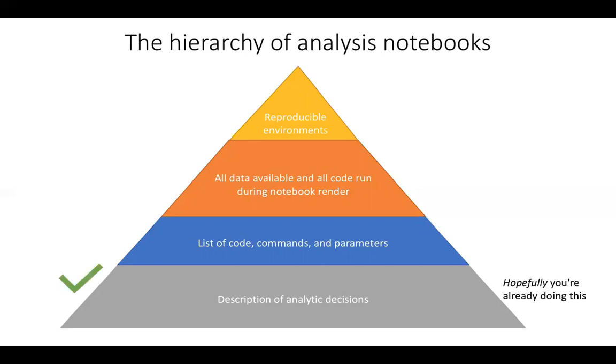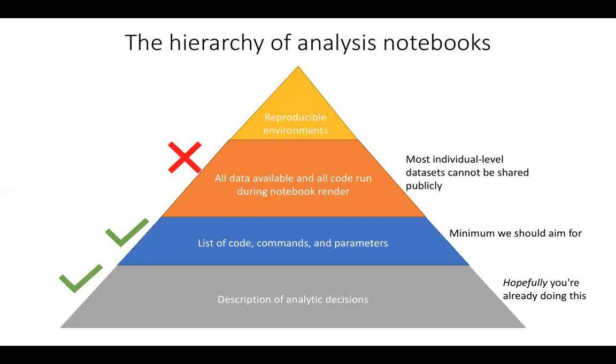Hopefully, at least in your analysis files, you're already having some common description of what you're doing. The minimum that you want to aim for is to include all of the code and shell commands for your analysis. When working on genetic data, there are usually restrictions on sharing it. So this is an ideal that maybe is not something we'll ever be able to achieve. And reproducible environments: don't worry about that until you have the basics down.